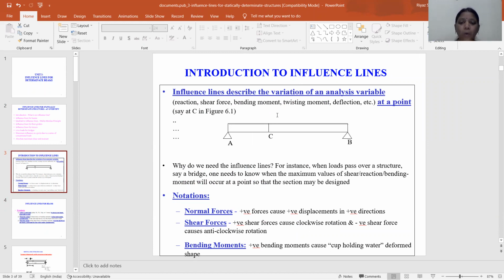So why do we use influence lines? For instance, when loads pass over a structure, say a bridge, one needs to know when the maximum values of shear, reaction, and bending moment will occur at a point, so that the section may be designed. So, the notations: normal forces, positive forces have positive displacement in the positive direction. Shear force: positive shear force has a clockwise rotation and negative shear force has anti-clockwise rotation. Bending moments: positive bending moments cause a cup-holding-water deformed shape.